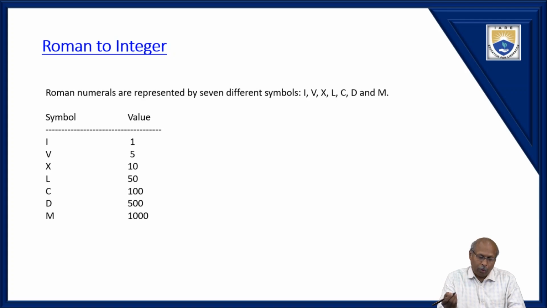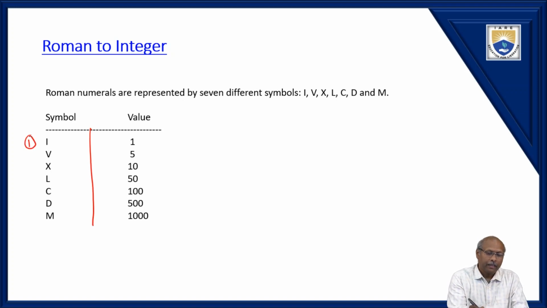To convert the integer to Roman, you should know what the Roman symbols are. So totally there are 7 symbols, and you should know those symbols. The first symbol is I, whose value is 1. The second symbol is V, whose value is 5. Then next is X, whose value is 10.